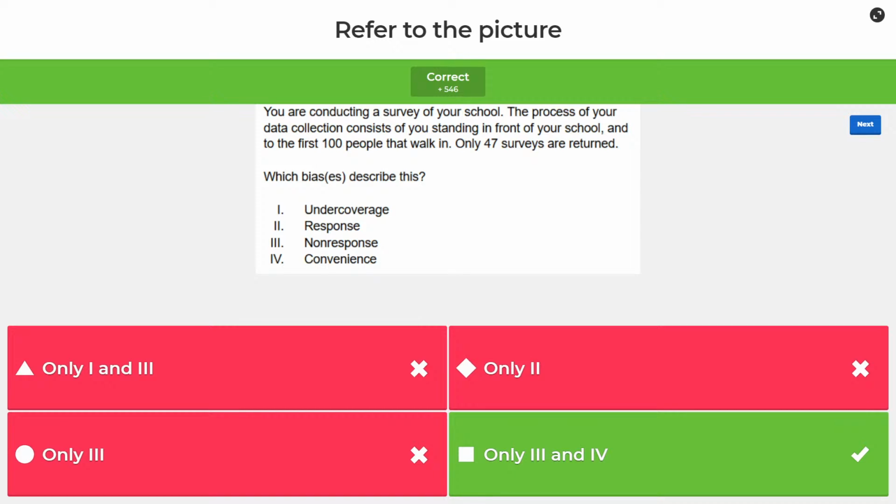It won't be response bias because you don't know if your subjects are responding inaccurately or falsely to your questions. You're not given that information, so you can't determine that. It is correct. Alright. Moving on to the next one.